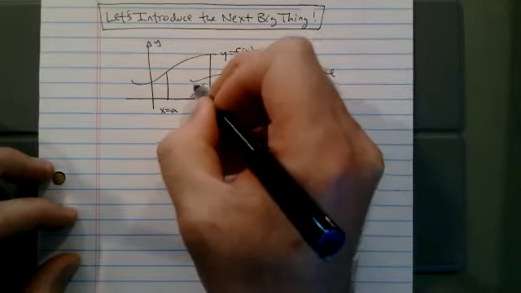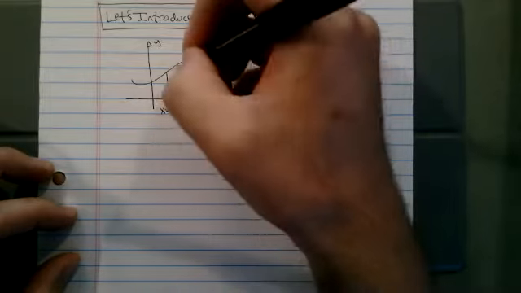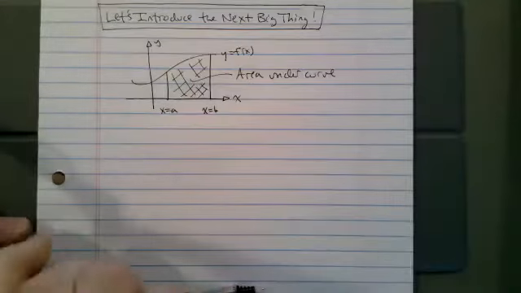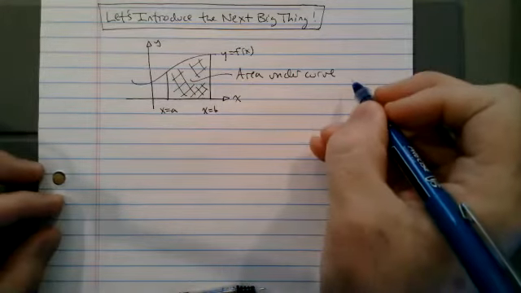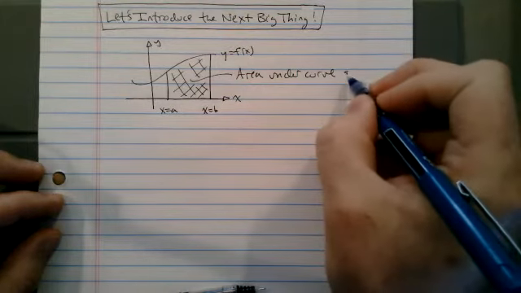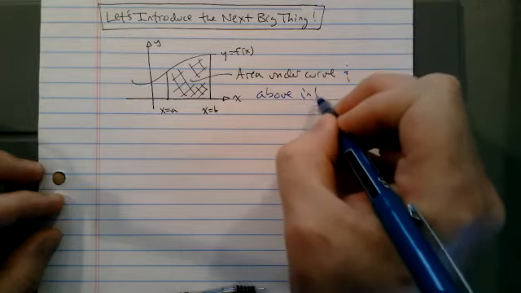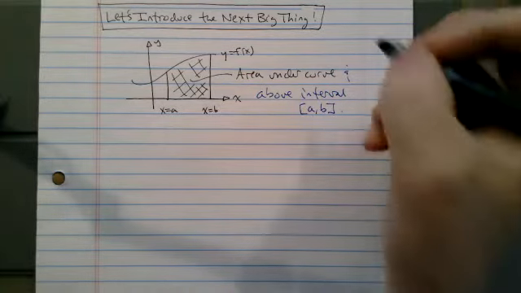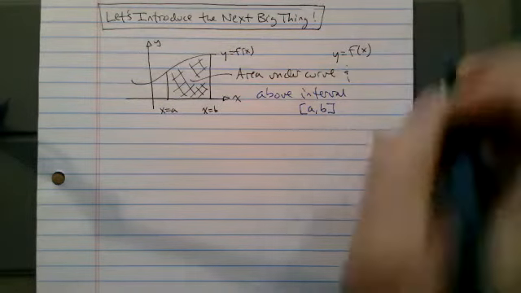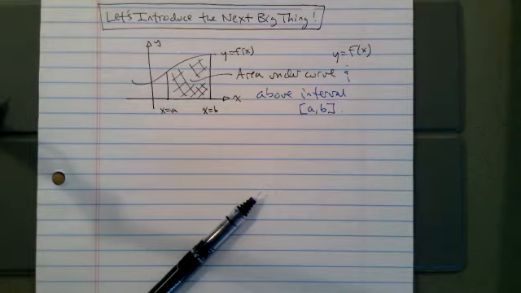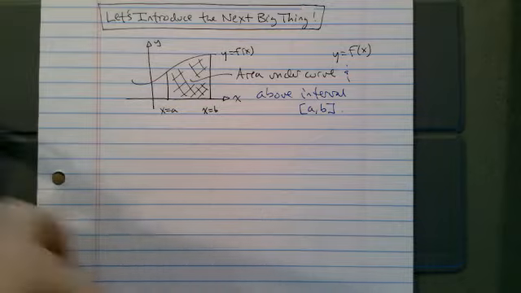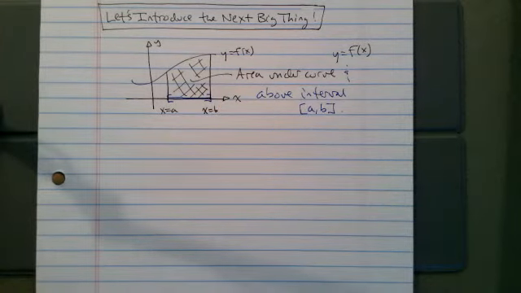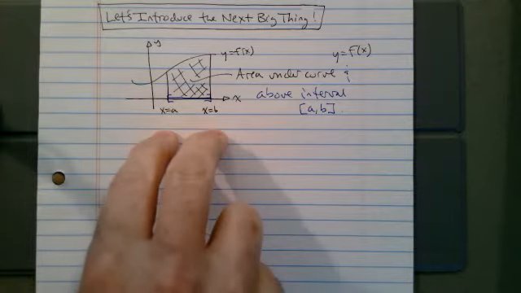A lot of times we refer to this as the area under the curve, but we should include that this is the area under a curve and above the interval from a to b. So this is the part that I like to include. It's the area under the curve, y equals f of x, and above the interval from a to b. So here's the interval from a to b, down here. So it's whatever is sandwiched between the curve and the x-axis between the two values, a and b.